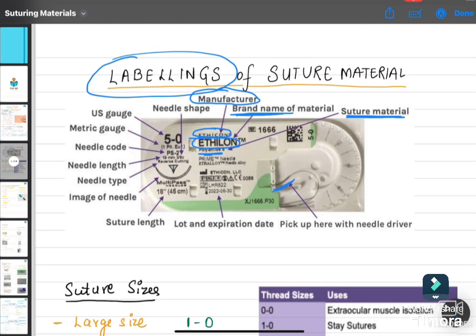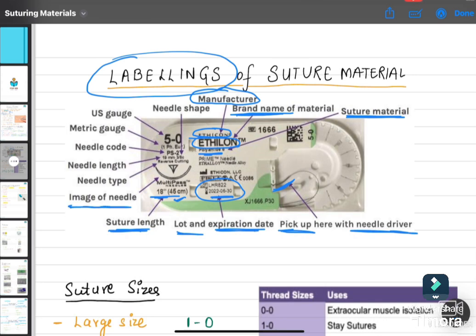You can see here, this is the pickup. This is the point where we pick the sutures with the needle driver. This is the expiration date or the expiry date and the lot number. It is mentioned here. This is suture length, the length of suture, like 18 inches or 45 centimeters. This is the image of the needle used.